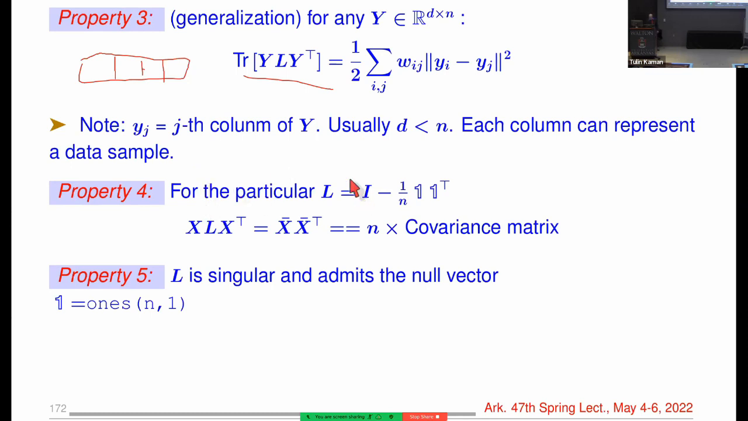So this is a particular case where you have this matrix which has some importance. It's a covariance matrix.